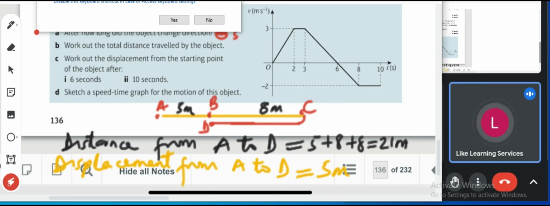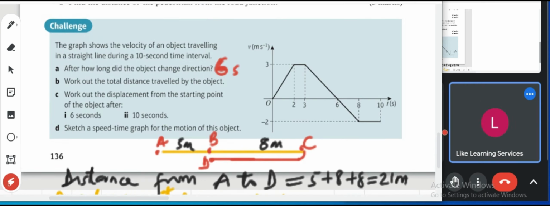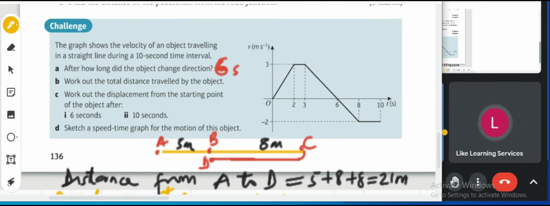Anyway, let me not overflog it. Let's just go to the question. So work out the total distance. Total distance is then, you know, this is velocity against time. So the entire area under the graph, everything is about distance, isn't it? Yeah. So what's this area?